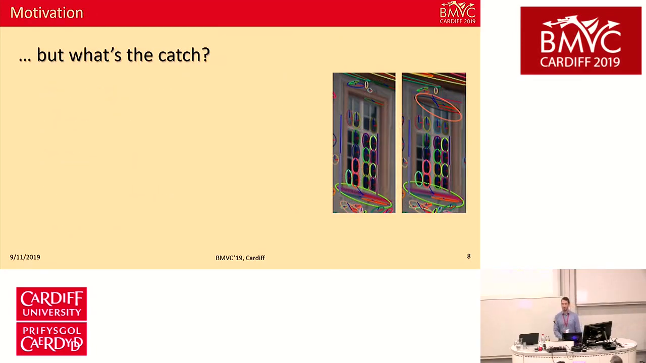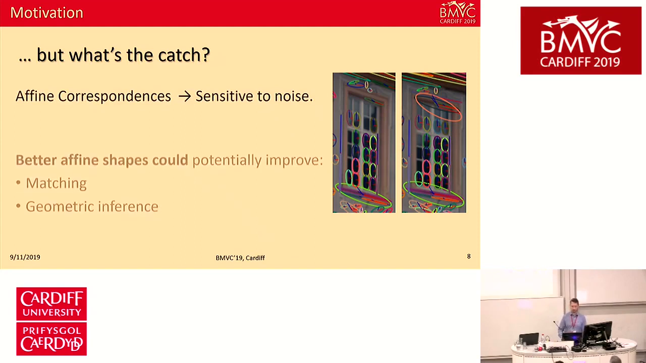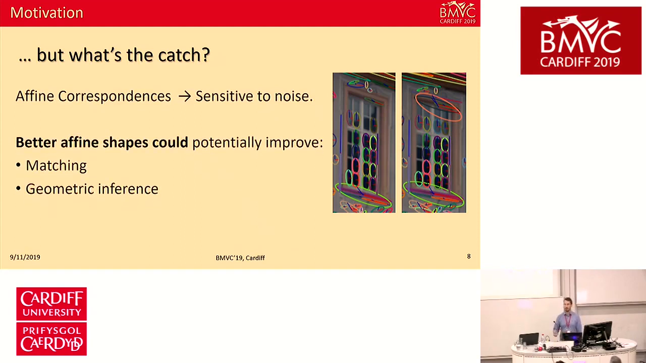But what's the catch when using affine correspondences? Unfortunately, while the centers of these regions are quite certain, their shapes are quite wobbly. So in a sense, they are more sensitive to noise. If we could somehow have better affine shapes, we could potentially improve matching and geometric inference.